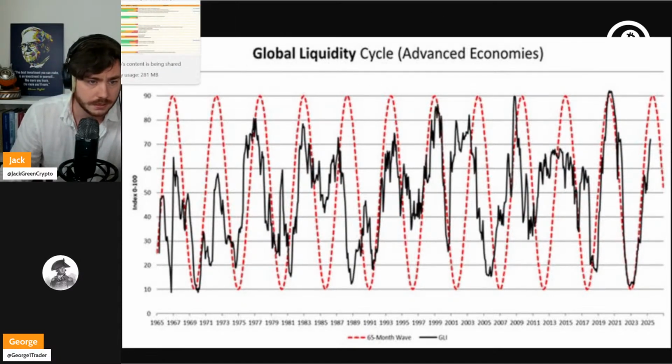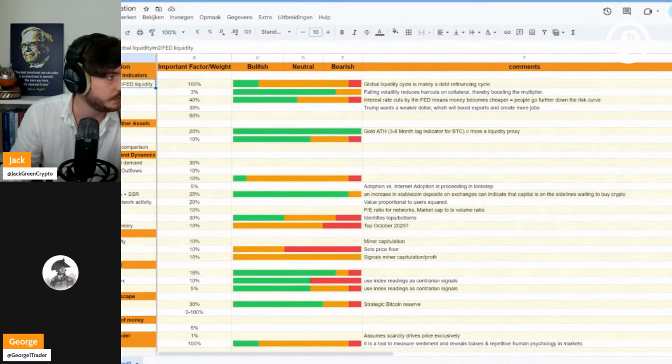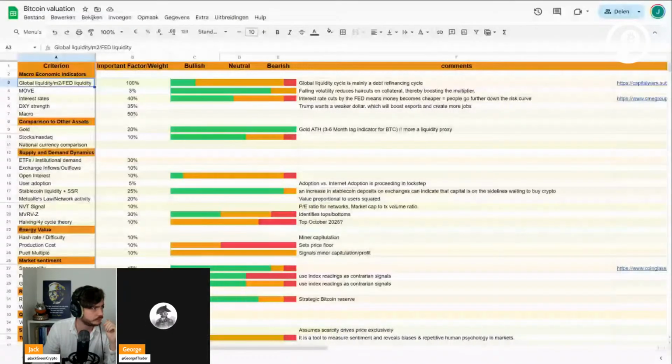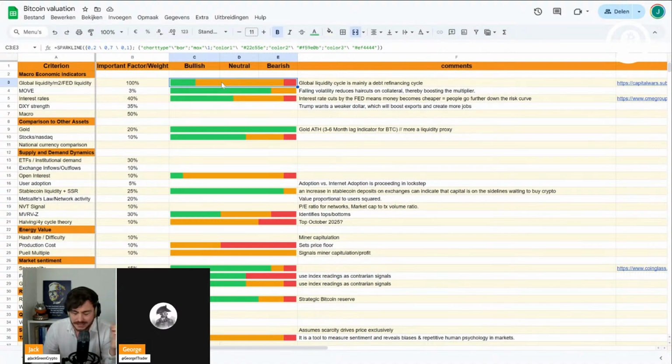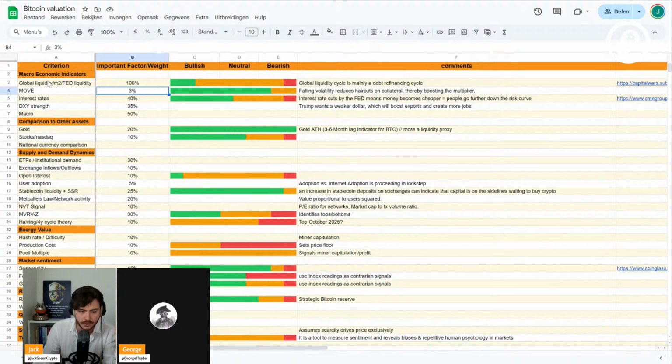Let me show the sheets real quick. So I give this 100% weight, and you can see this here as well. So what did I think? It's bullish a little bit since it's going up, but not much. So it's more neutral for me. The MOVE index, as I said, this is basically part of the global liquidity index. That's why I say 3%, but that's bullish.